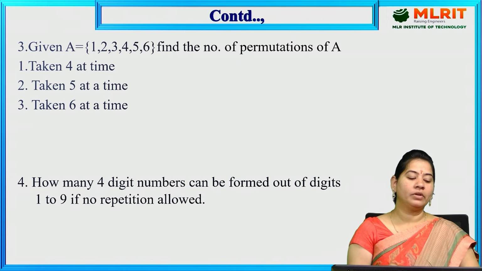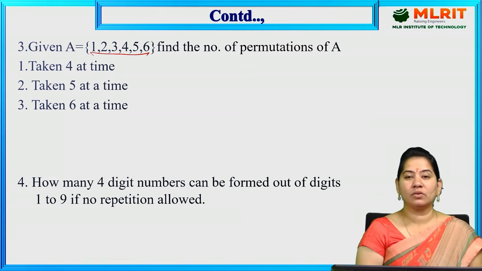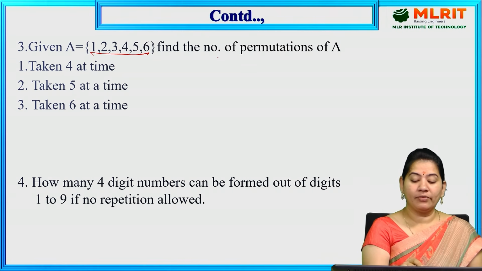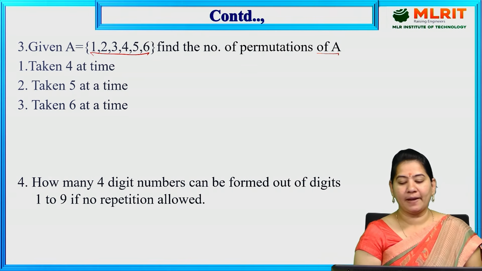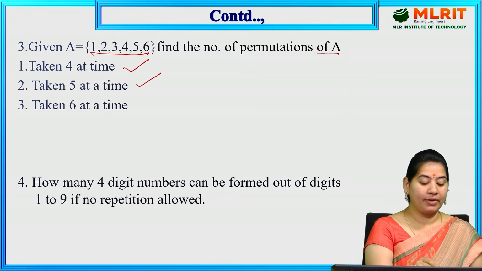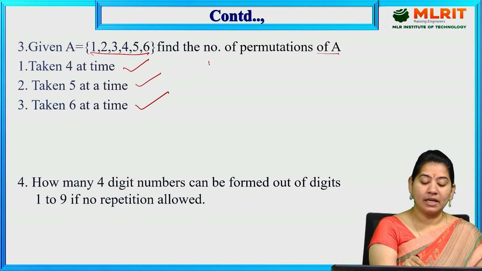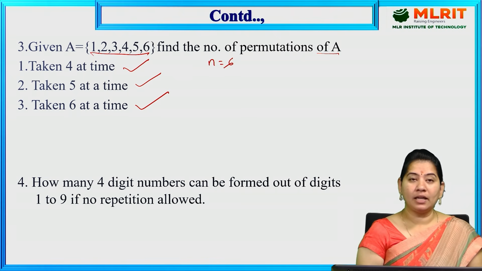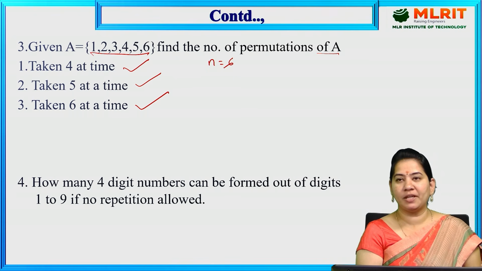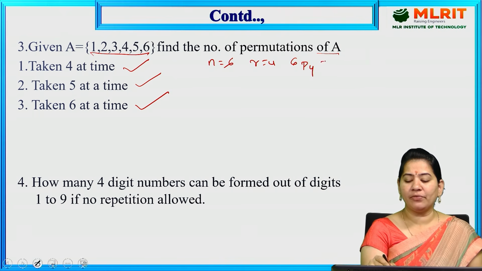Next we have the third question. Given A = {1, 2, 3, 4, 5, 6}, so let us suppose we have some elements in set A. Find the number of permutations of A. Permutations of A means taken 4 at a time, taken 5 at a time, and taken 6 at a time. Altogether, n is equal to 6, and the r value changes based upon the question. The first is r equal to 4, so we get 6P4.